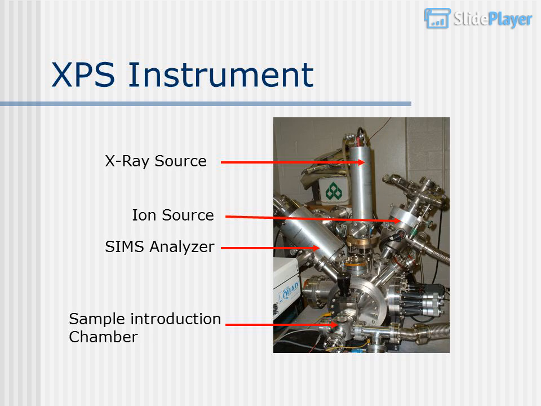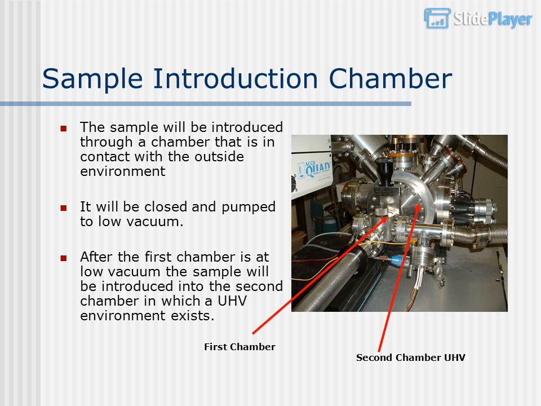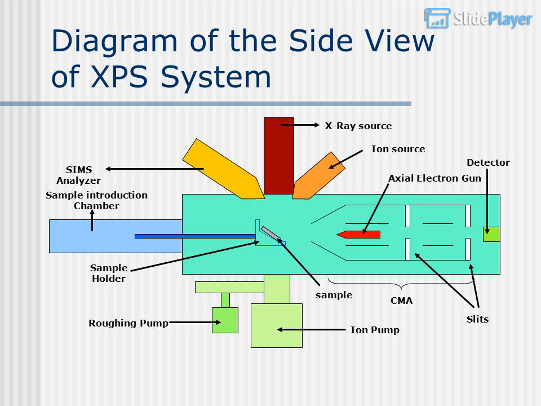Sample introduction chamber. The sample will be introduced through a chamber that is in contact with the outside environment. It will be closed and pumped to low vacuum. After the first chamber is at low vacuum, the sample will be introduced into the second chamber, in which a UHV environment exists. First chamber. Second chamber, UHV. Diagram of the side view of the XPS system.